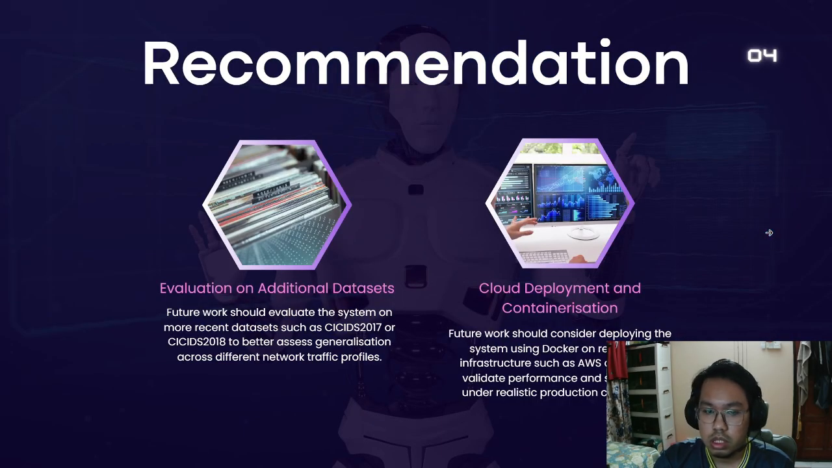For recommendations, evaluation on additional datasets. Future work should evaluate the system on more recent datasets such as CIC-IDS 2017 or CIC-IDS 2018 to better assess generalization across different network traffic profiles. Future work should also consider deploying the system using Docker on real cloud infrastructure such as AWS or Azure to validate performance and scalability under realistic production conditions.